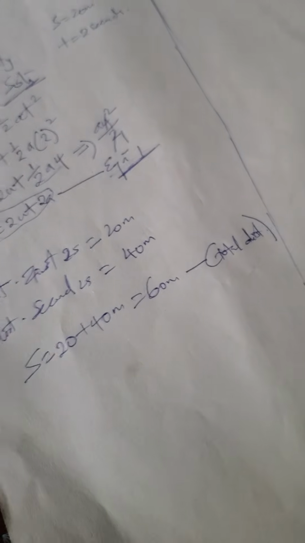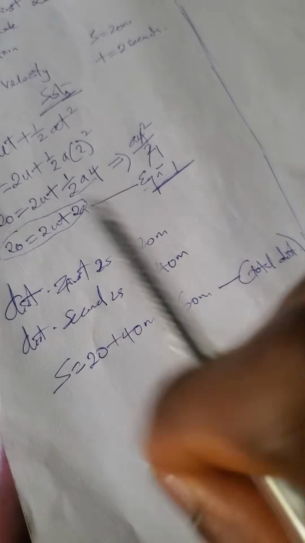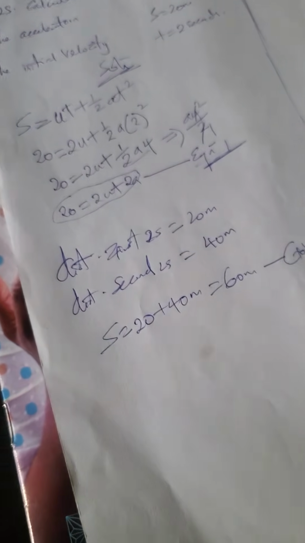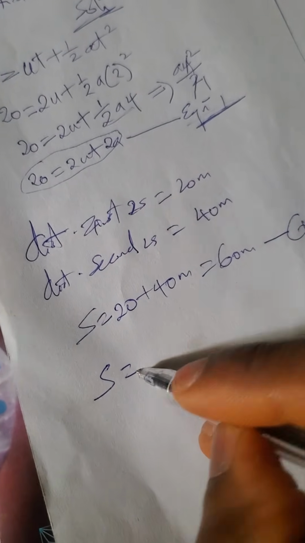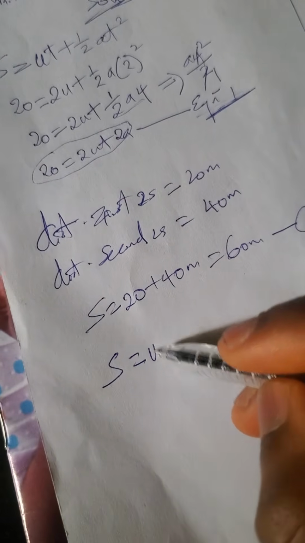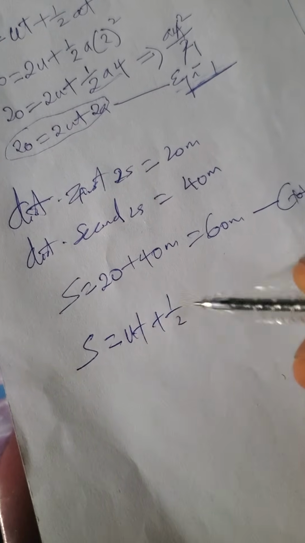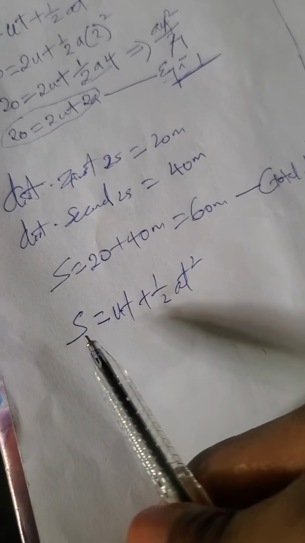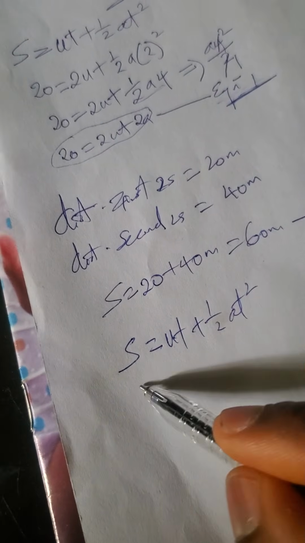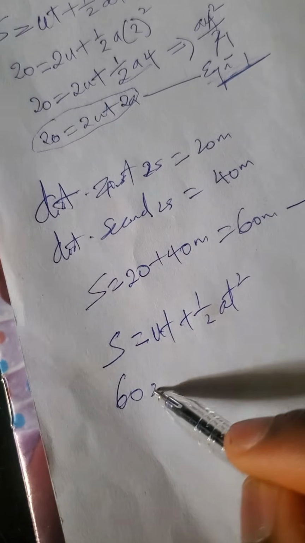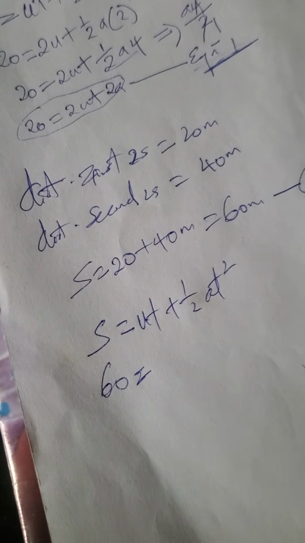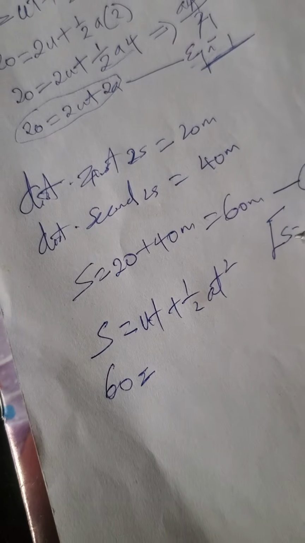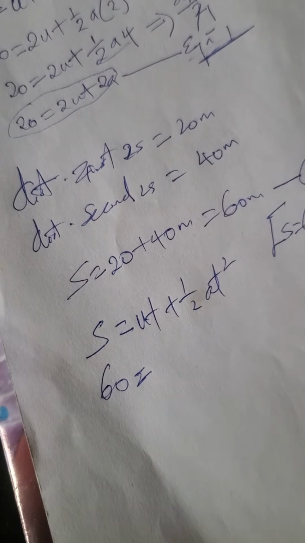So now you substitute this total distance into the same equation. Let's write down the equation again: s equals ut plus half at squared. Let me bring out the parameters for the second one which we are solving for: s is equal to 60.